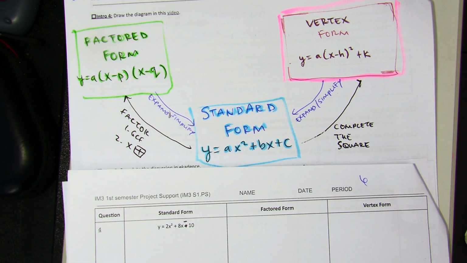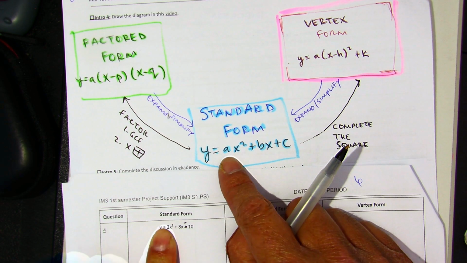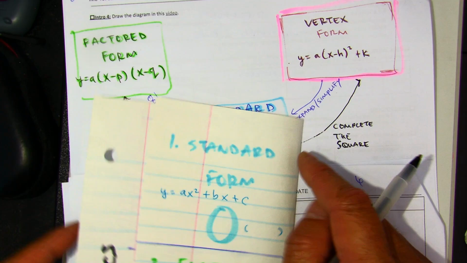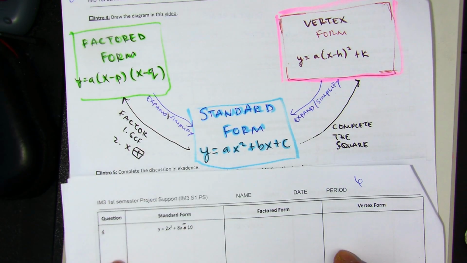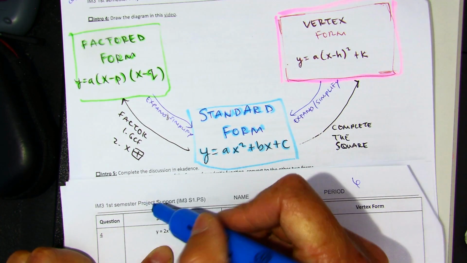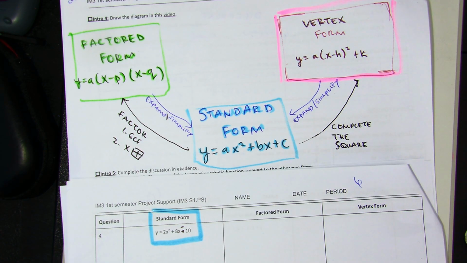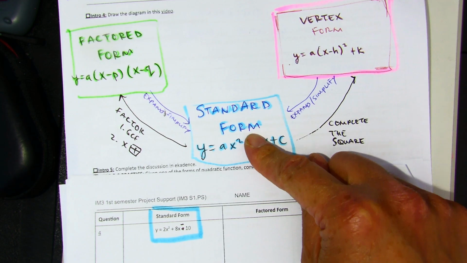Okay, so we got standard form because it matches the form and it has 0 parentheses from your foldable. Okay, so that is what color? Blue. Okay, put your finger on the blue. Let's say we want to go to factored form. How do we go to factored form?